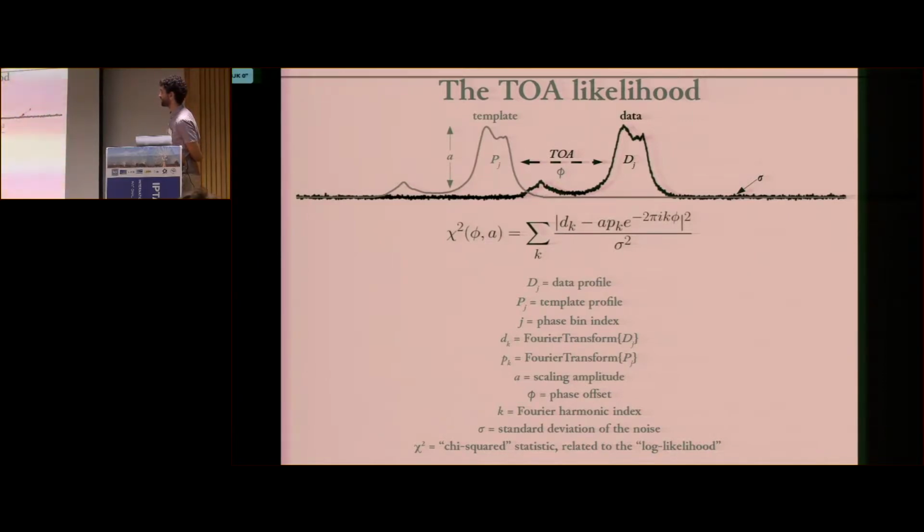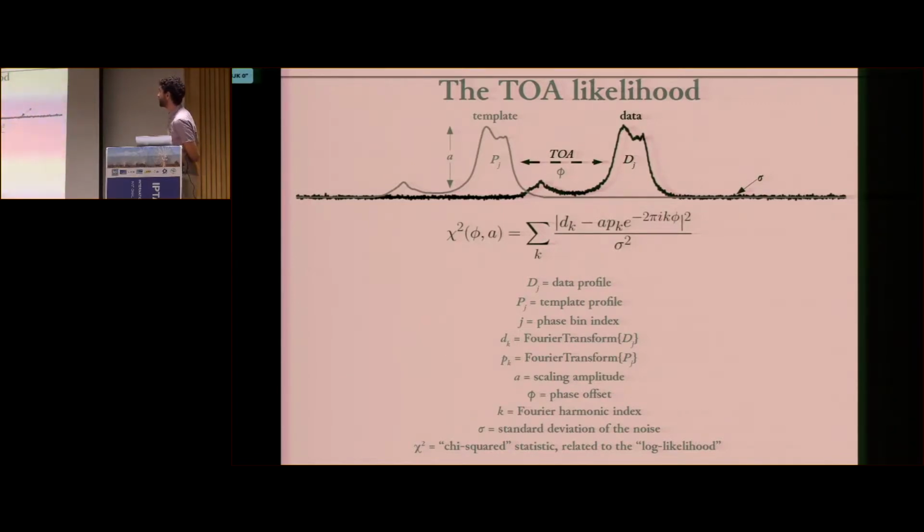Maybe the size of this doesn't match exactly. You just have to multiply it by some number. So there's a very simple parameter that just tells you to multiply your template overall by some number. The phase offset is the thing we care about. And k is the conjugate of j. It's the Fourier harmonic index. So if you've done any Fourier analysis, you're following along. If not, not too important.